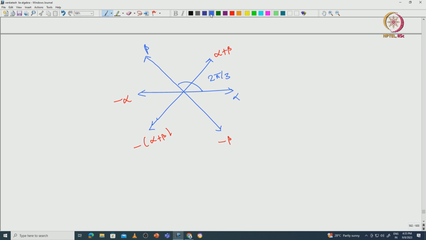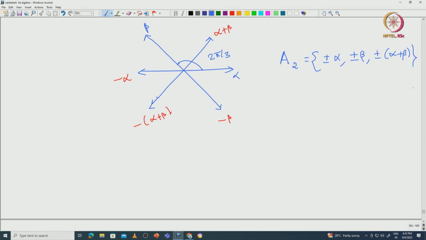So now, this is what is called the type A2 root system. So we take this root system, and this is going to be called A2. So maybe just denote it by A2. So what is A2? A2 is going to be plus or minus alpha, plus or minus beta and then plus or minus alpha plus beta. So this is the root system where the angle between alpha and beta must be 2 pi by 3. So this is already a root system, that I will leave it to you to check.